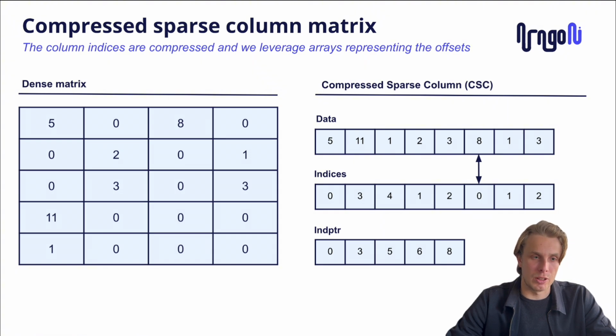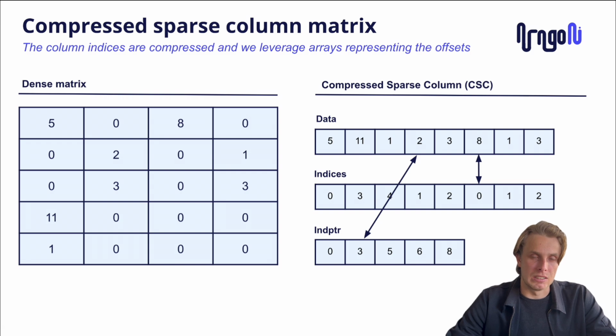Being the first non-zero value in the original column, and that is having element 0 of the data array. So we're storing the pointer 0 to the data array, which represents the first column. Let's now look at how we can do the next element.